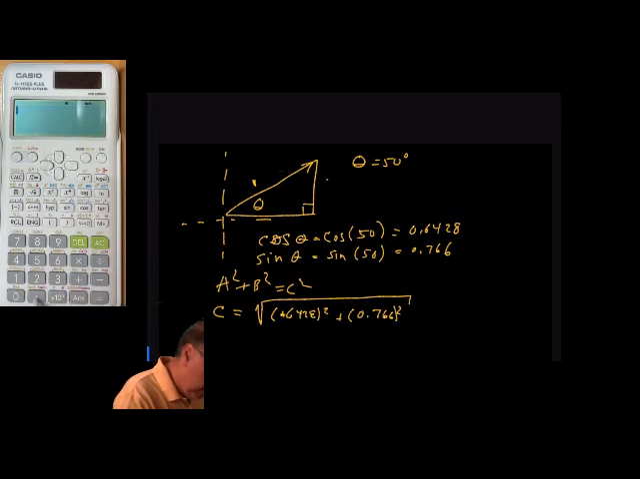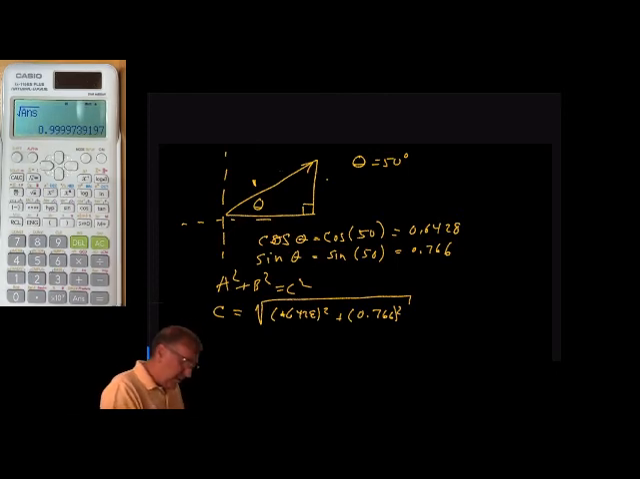So 0.6428 squared plus 0.766 squared equals, and we'll take the square root of the answer, equals 0.9999, which basically equals 1. So we have a way of determining the physical position of the coil and what our output would be.